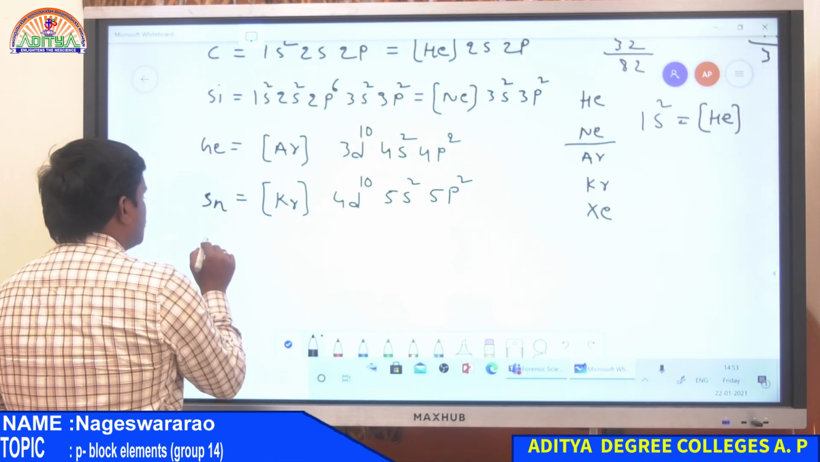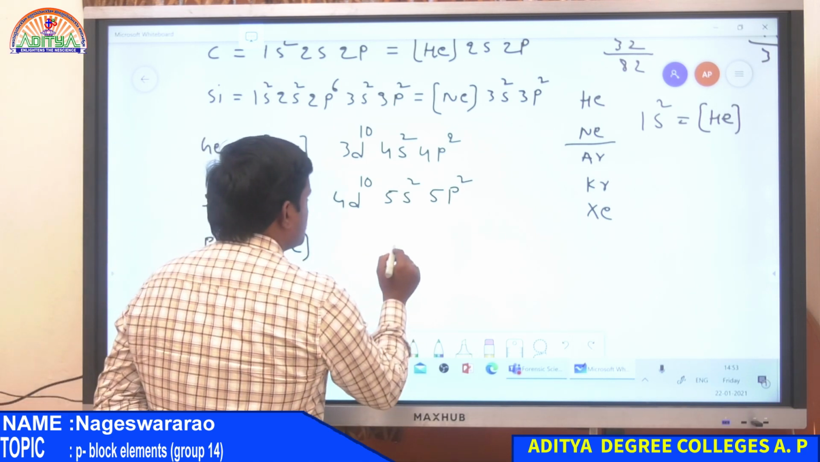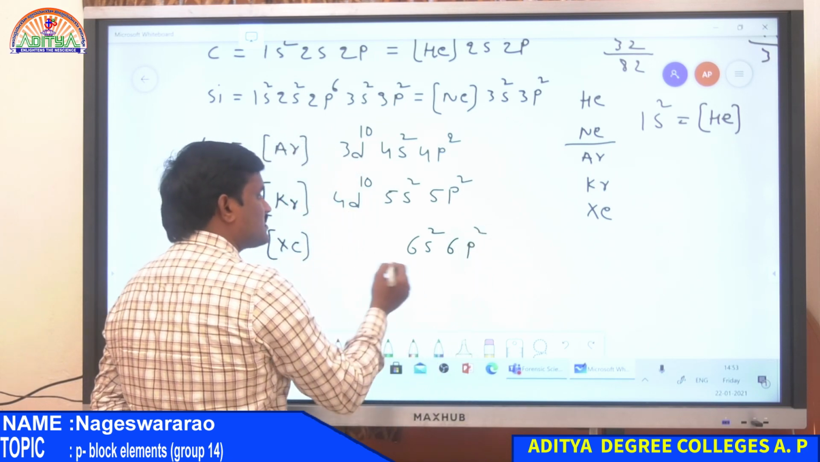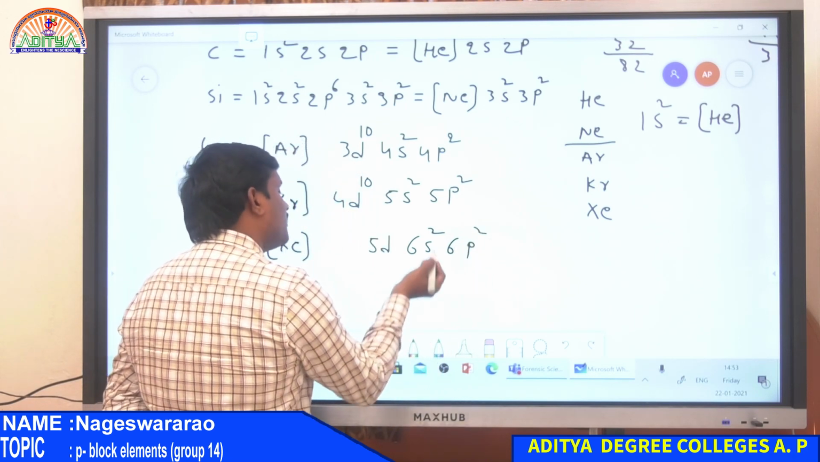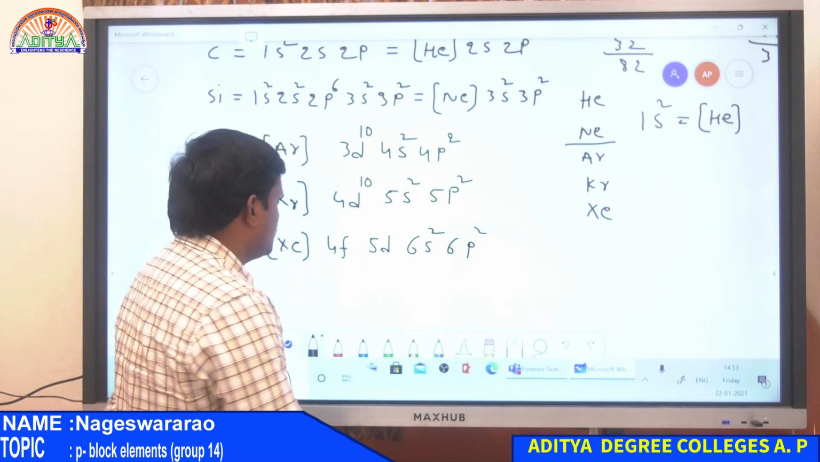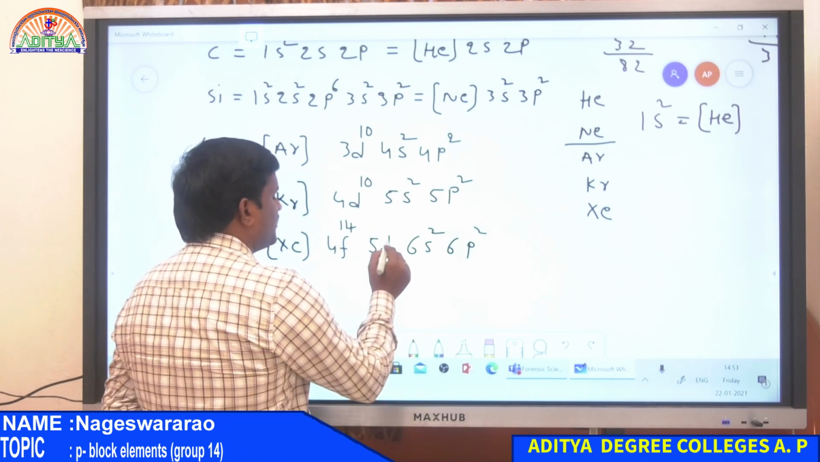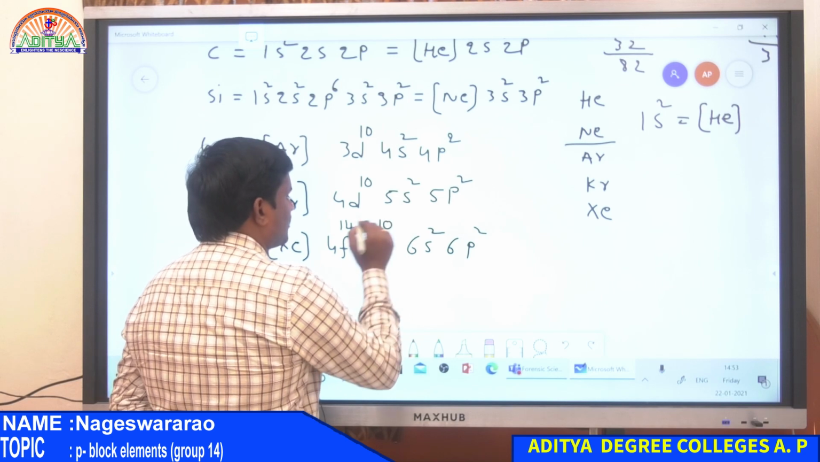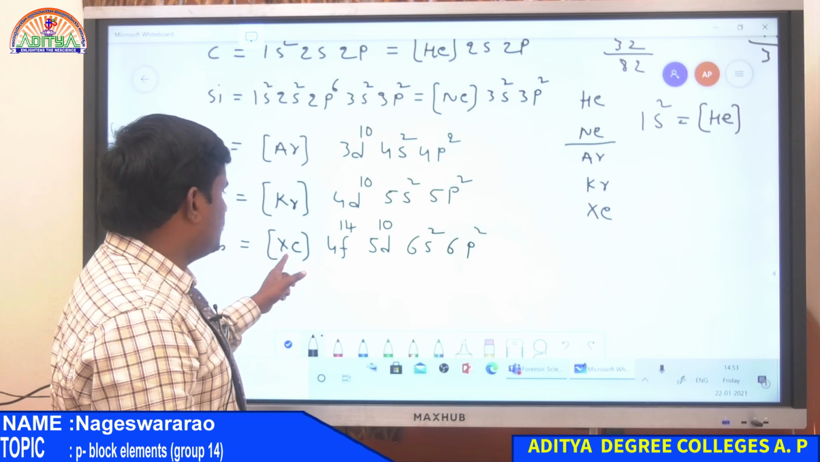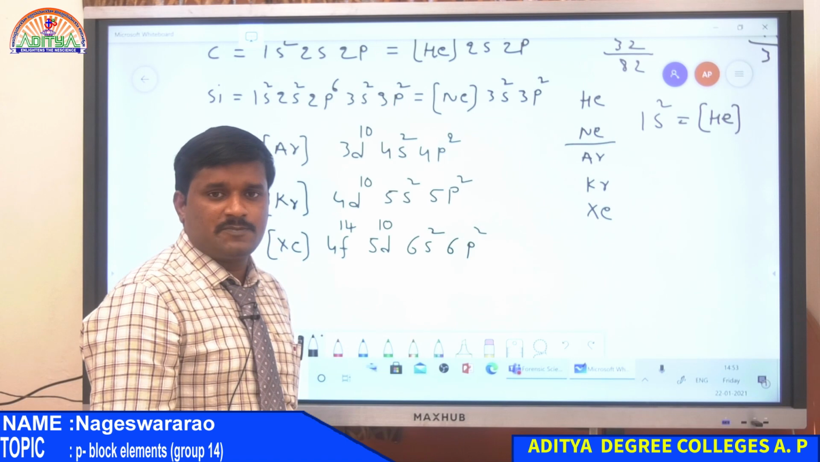lead. For lead, the electronic configuration is xenon, then 6s2 6p2, and before 6s there is 5d. Before 5d there are also 4f electrons. In f orbitals there is a maximum of 14 electrons, and in the case of d orbitals it is 10 electrons. Therefore the configuration is xenon 4f14 5d10 6s2 as well as 6p2.